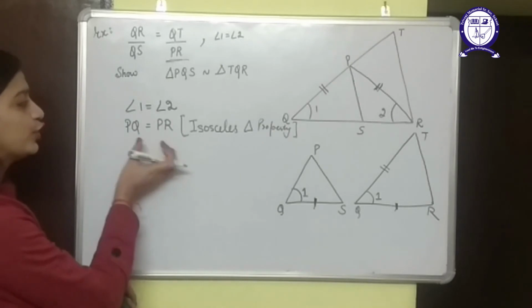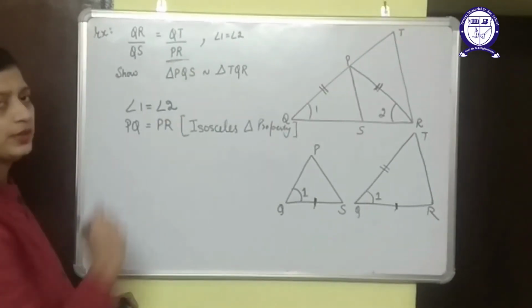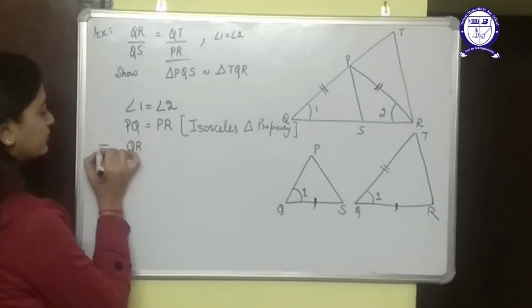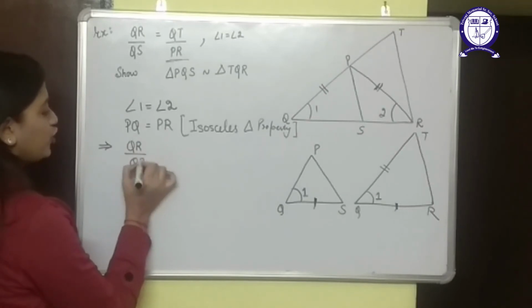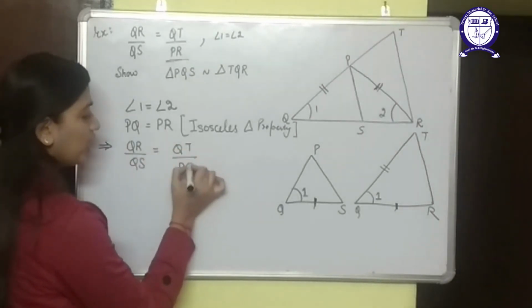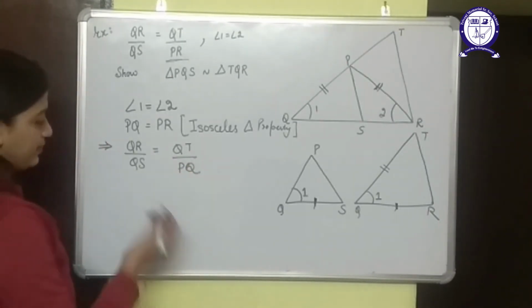Okay. Now we know that PR and PQ are equal to each other. So I can put PQ in place of PR. So QR upon QS is equal to QT upon PQ. Okay. And now the proof is very simple.